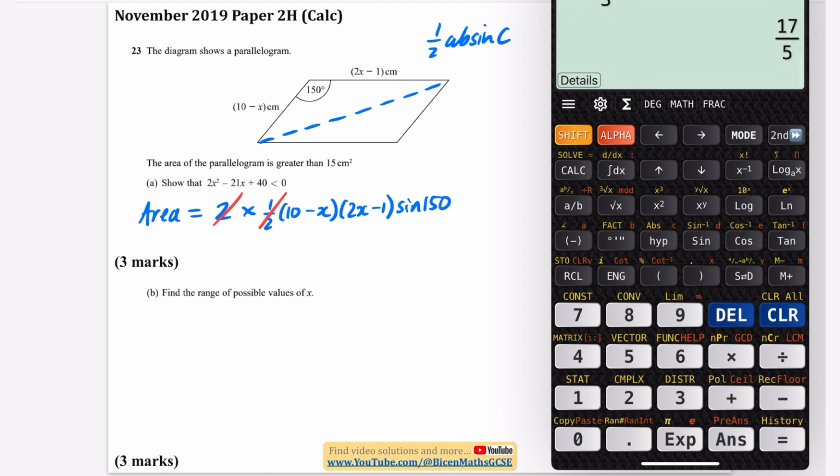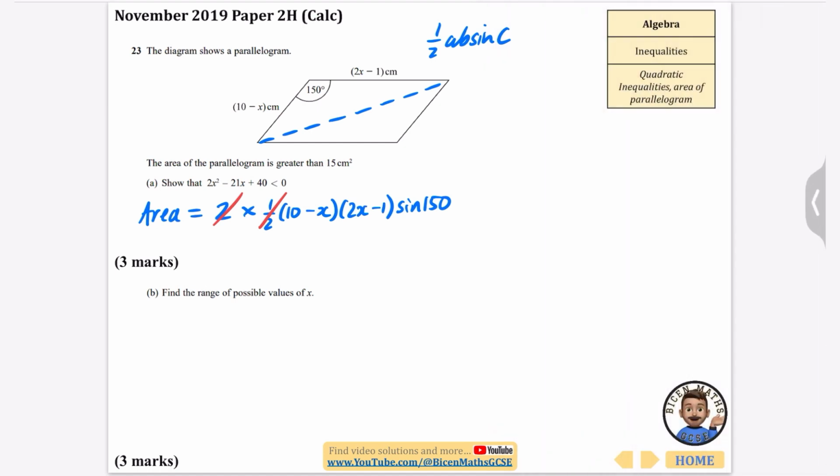So all I'm going to do here is work out the sine of 150 and see what we get. The sine of 150 is a half. So this means it's going to be a half multiplied by these brackets expanded. 10 times 2x, that's 20x. 10 times minus 1, that's minus 10. Minus x times 2x, that's minus 2x squared. And minus x times minus 1 is plus x.